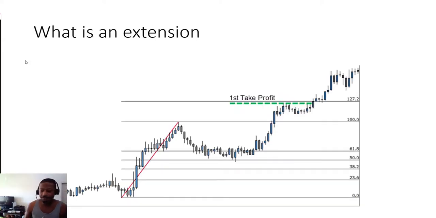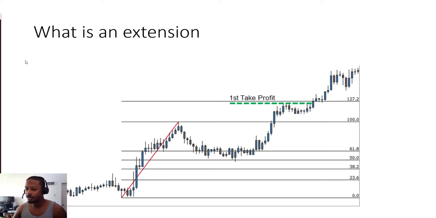Now that you've kind of figured out where to enter in and find levels of support, whether it be 38.2, 50, 61.8, whatever, now you need to know what is an extension, because now that you're in the trade, you need to know when to take profit. You don't want to get psyched out thinking that you've seen a candlestick move and now it's time to get out of the trade because you're afraid it's going to tank. You want to see it hit that actual target level that you want, right?